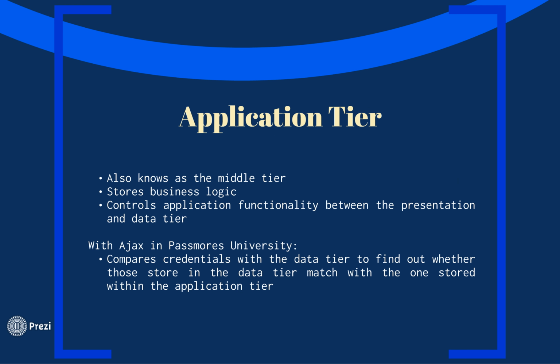The second tier controls application functionality by performing detailed processing, as well as data access. After entering the details and password, the system then processes through both the application tier and data tier in order to confirm whether the details and password match the ones stored within the data.